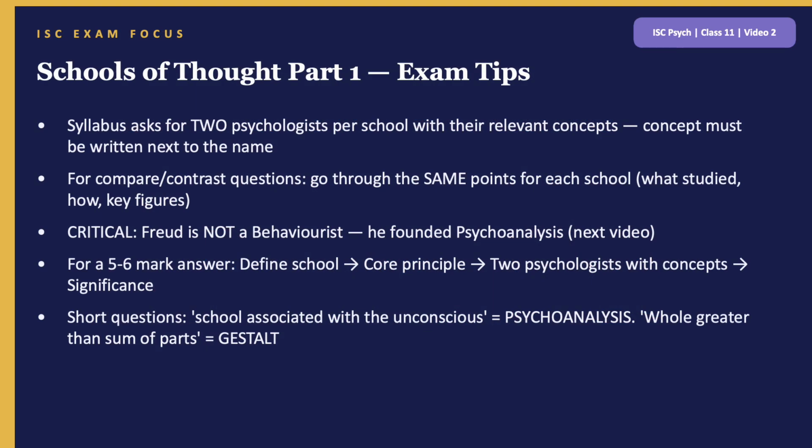A few key things to keep in mind specifically for your exam. First, the syllabus asks for 2 psychologists per school with their relevant concepts. Don't just write names for one, write the concept next to the name. So for Wundt, introspection and first psychology lab. For James, his stream of consciousness idea.